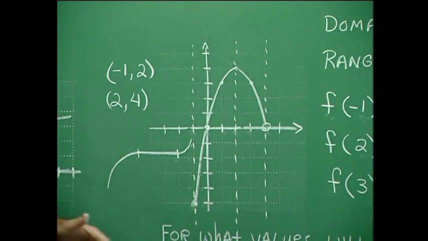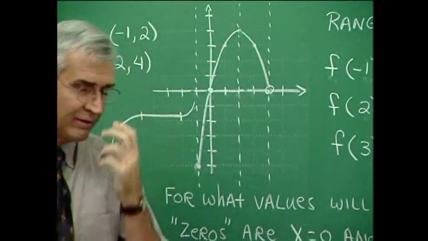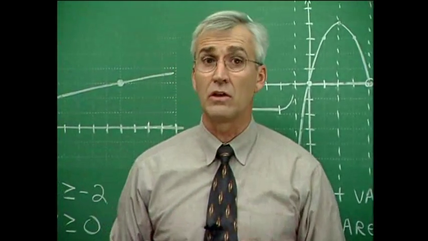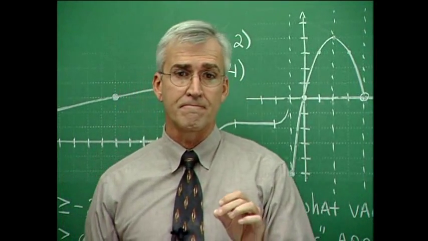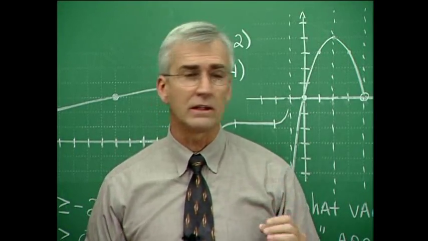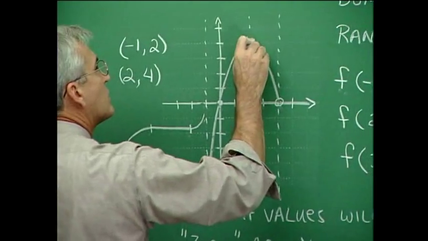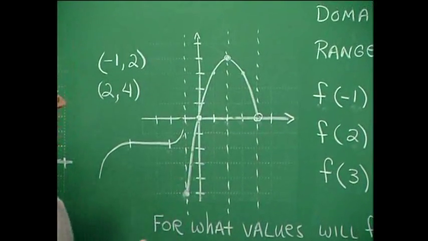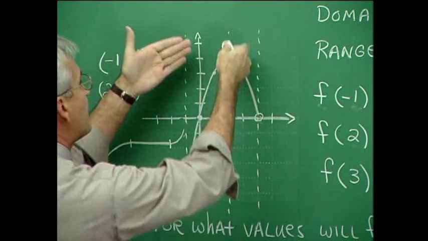Now, related to this idea of increasing and decreasing is the notion of positions on the graph where the graph has a relative maximum or minimum point. For example, this is a maximum point for this graph. It's an absolute maximum actually, because there are no points above this point.